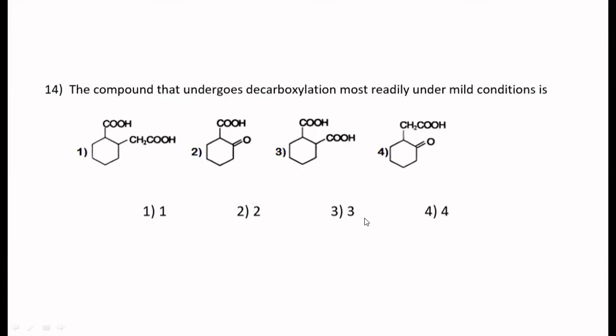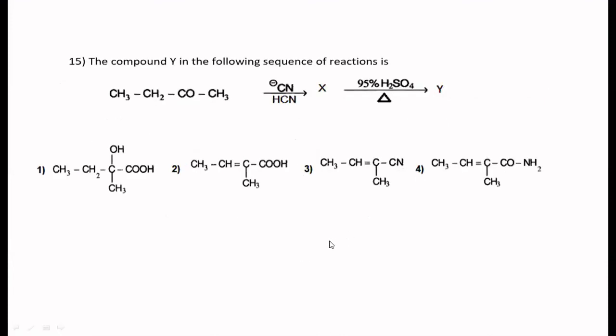Move on to the next question. The compound Y in the following sequence of reactions is, this you can answer very well. Here you will get cyanohydrin formation first of all, CH3, CH2, COH, CN, and this is the product X. And then you are using hydrolysis, so the CN group is going to be hydrolyzed to give COOH, isn't it?